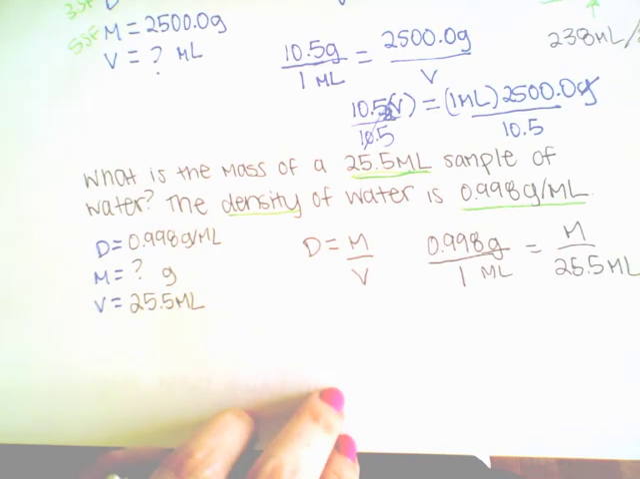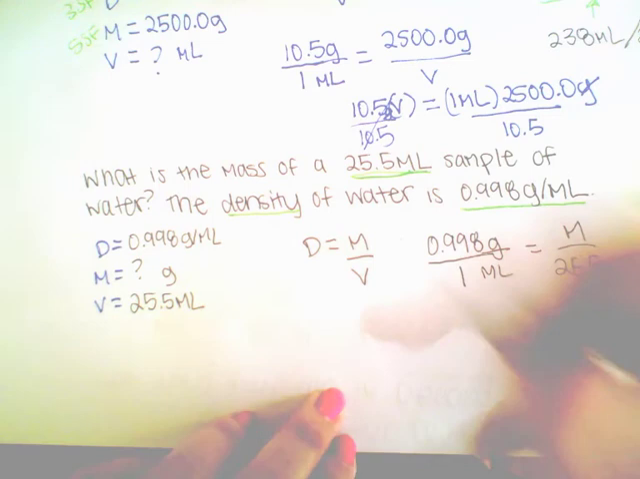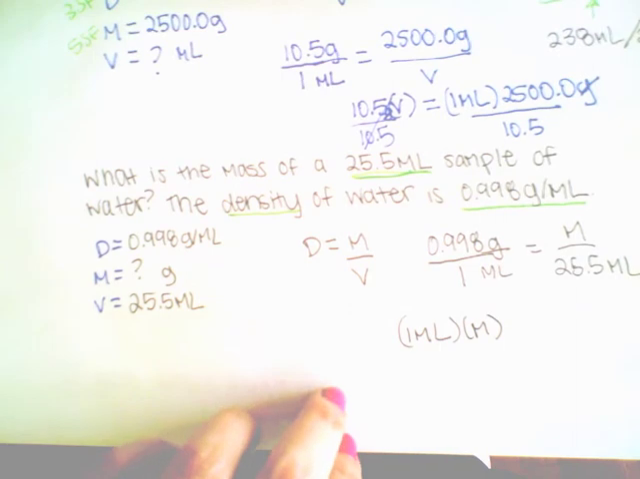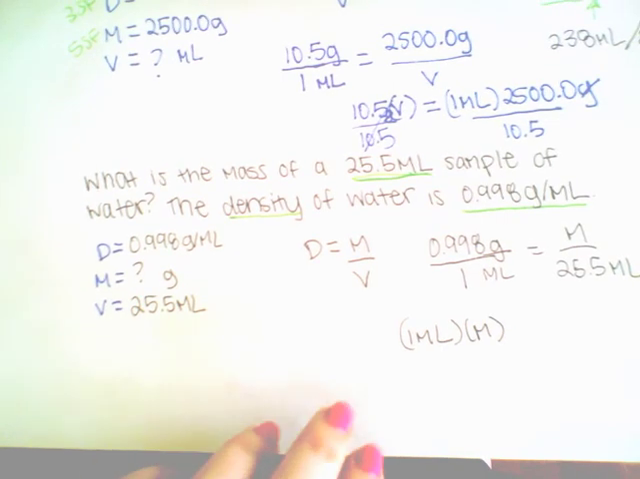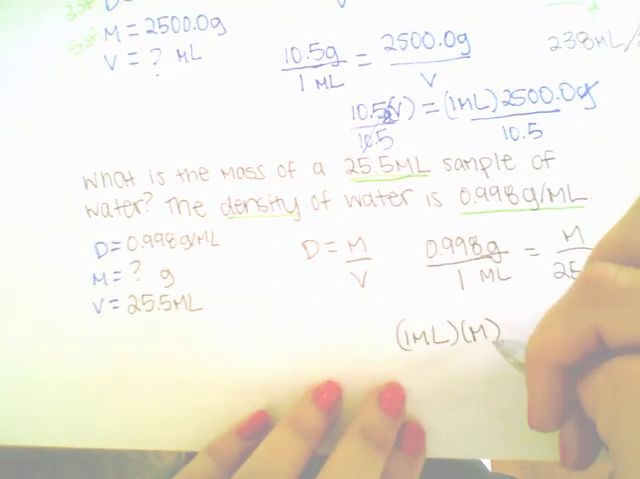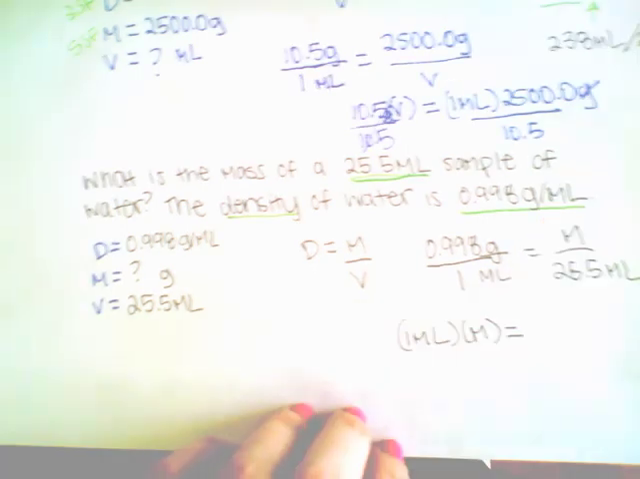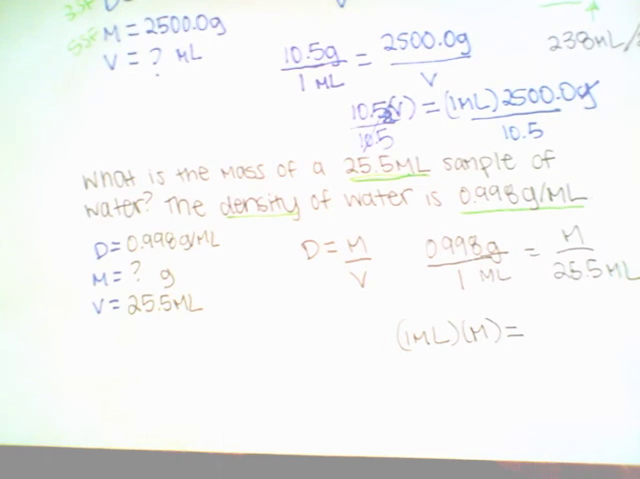All right, so we're going to cross multiply 1 milliliter times M. Okay, it might be easiest to write the numbers in parentheses. That's the way you keep everything straight. Keeps you from confusing units with variables. Okay, so M is our variable, not our unit. Milliliters is the unit. Okay, 0.998. Let me punch this into my calculator. 0.998 times 25.5.